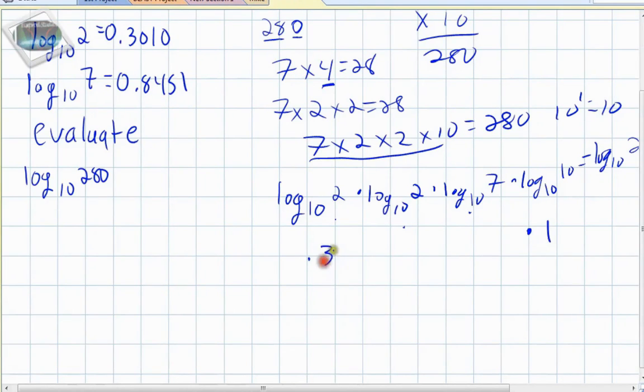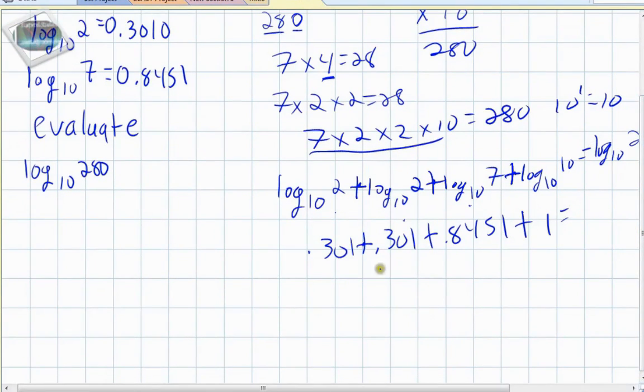We have 0.301 times, I'm sorry, I knew I was doing something wrong. We need to add these numbers, okay? Because of the build-up blocks. So then 0.301 plus 0.8451, okay? And then again plus 1. And then that's going to give us our answer that we want, okay? So just going to add all of this.